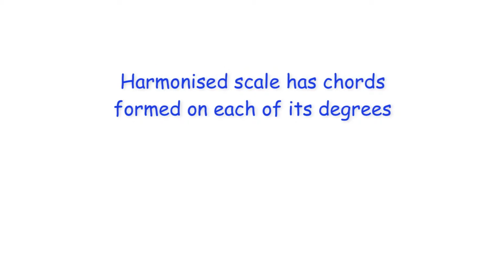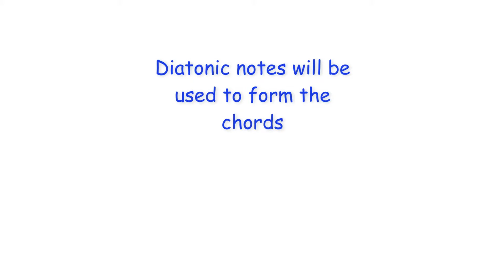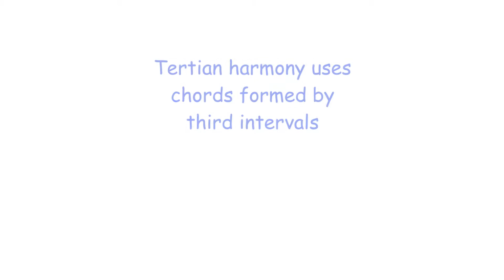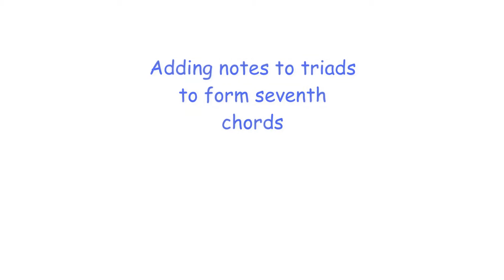A harmonized scale is so called when chords are formed on each of its degrees. For our purposes, only diatonic notes, or notes from the scale we are harmonizing, will be used to form the chords. Tertian harmony, or chords formed by third intervals, is the most common harmonic structure in Western music, and the triad is the most basic tertian chord produced from harmonized major and minor scales. It is to the scale's basic triads that we'll be adding notes to form the seventh chords.